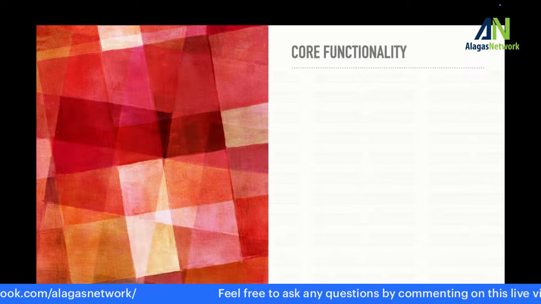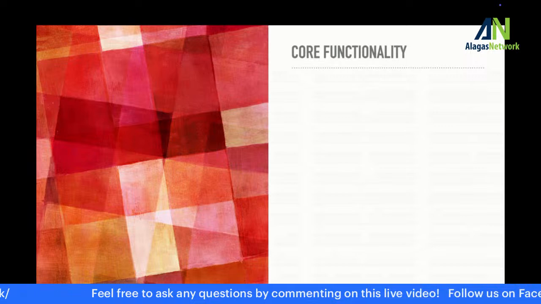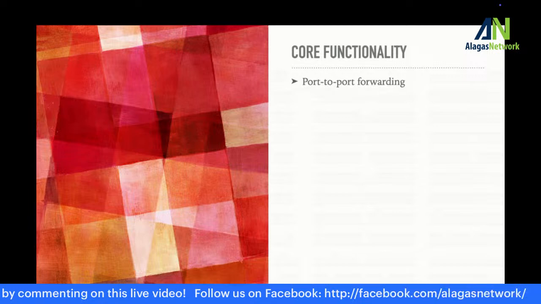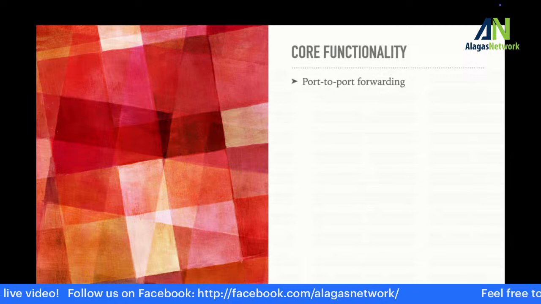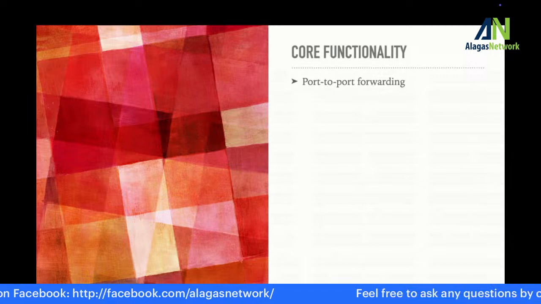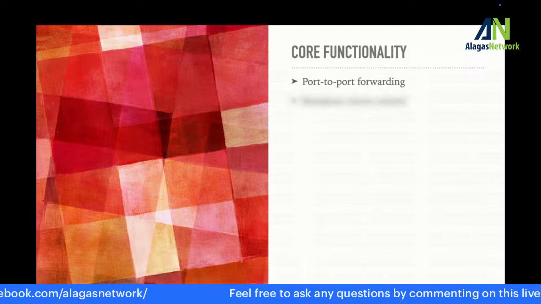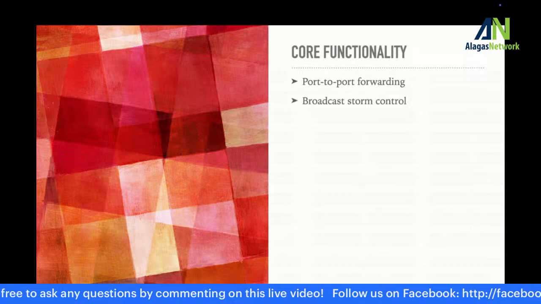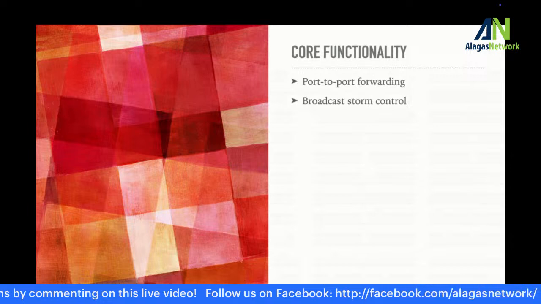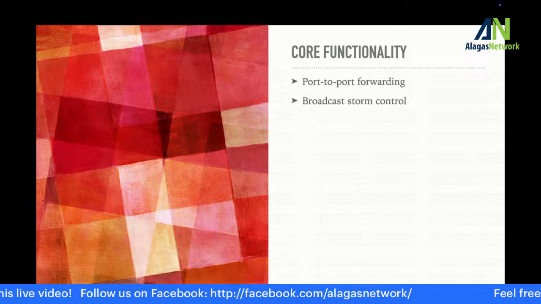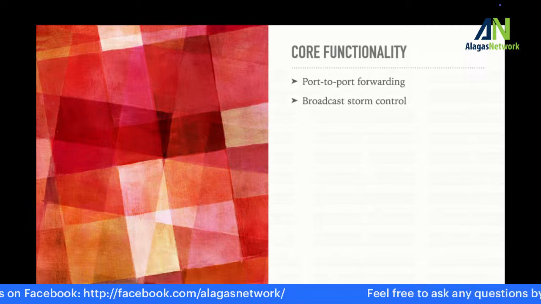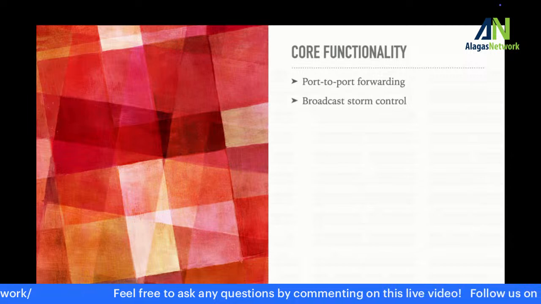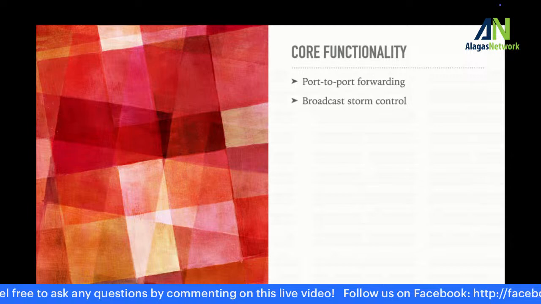So what's inside the SwOS? First, it supports port-to-port forwarding on the hardware level, so you can run at wire speed. And then it also has broadcast storm control. So if we accidentally install a cable that creates a loop, based on the basic network communication, it might create a broadcast storm.